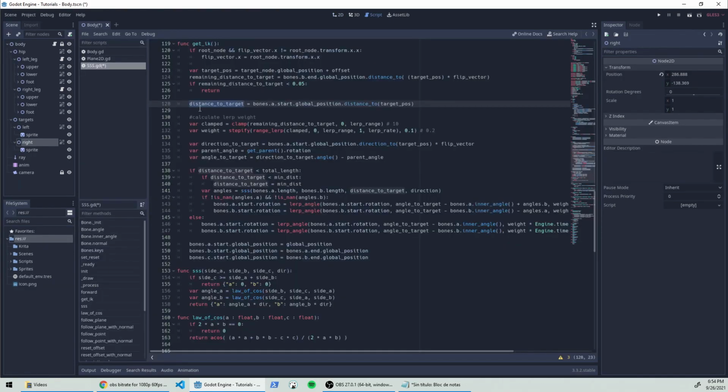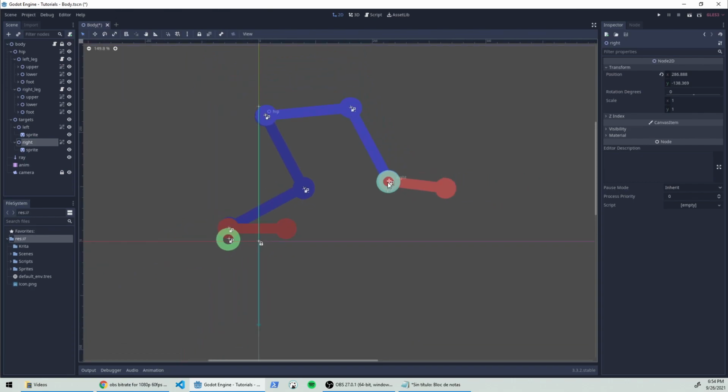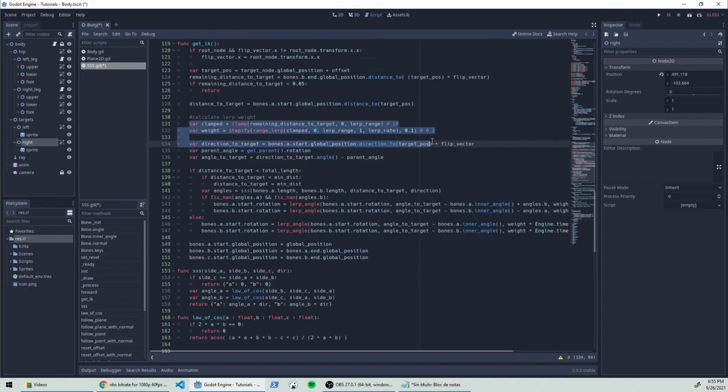Okay, the way we do this quick response when we're close, and then this slower response when we are farther away, is by doing these 2 lines of code.